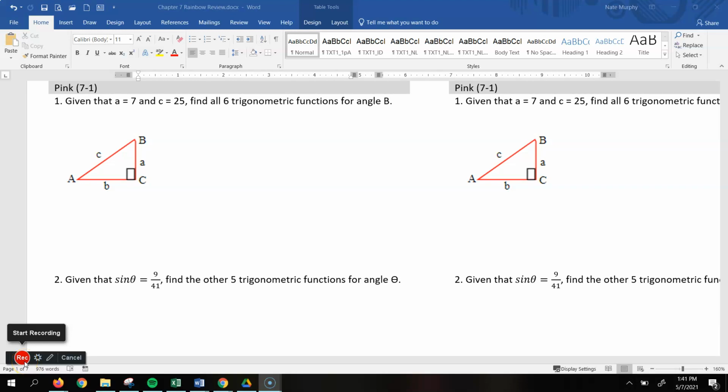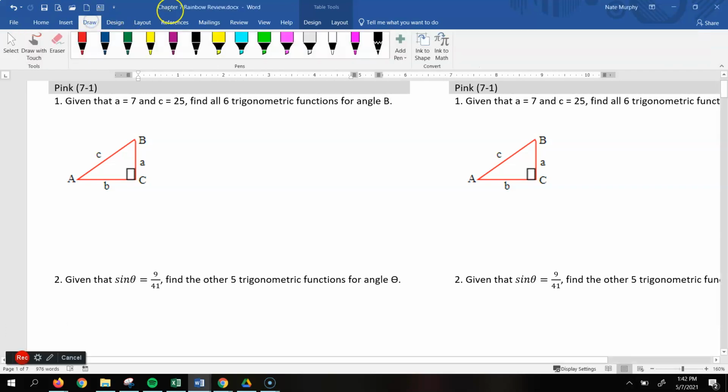All right, so let's look at the pink section. For this first one, it says, given that side A is 7 and side C is 25, find all 6 trigonometric functions for angle B. In order for us to do that, we first need to find all the missing side lengths. So let's label what we know here.